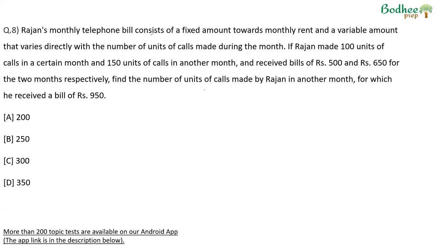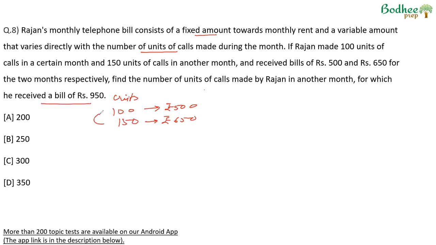Rajan's monthly telephone bill consists of a fixed amount towards the monthly rent and a variable amount that varies directly with the number of units of calls made. Rajan made 100 units in a certain month and 150 units of calls in another month, and received a bill of rupees 500 and rupees 650 for the two months respectively. Find the number of units of calls made by Rajan in another month for which the bill is 950.